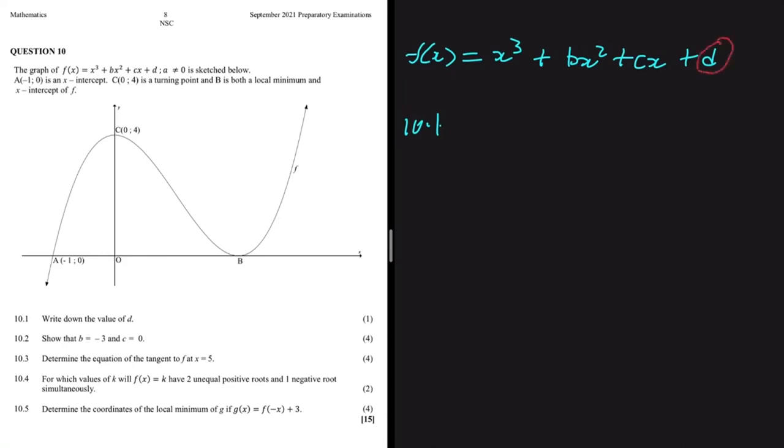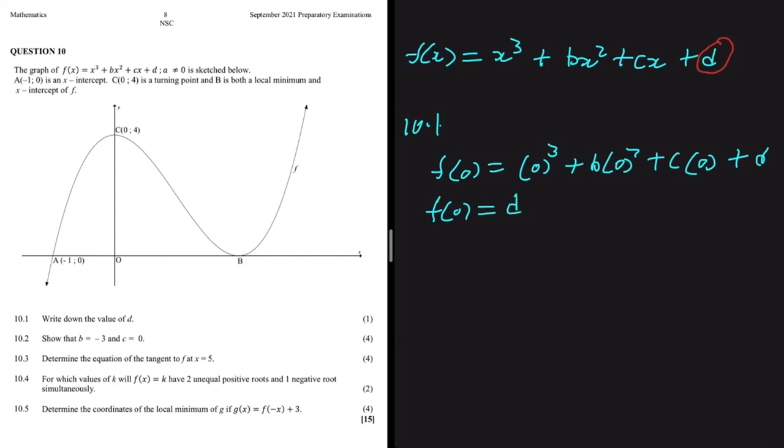I want you to realize something here, that if you say f of 0, you're going to get 0 cubed plus b of 0 squared plus c multiplied by 0 plus d. So f of 0 is going to be 0 cubed, that's 0, plus b multiplied by 0 squared, that is 0, plus c multiplied by 0, that is 0, right, plus d. So f of 0 is basically equal to d. And we know fully well that if we say x of 0, we're looking for the y-intercept, right? So d is the y value of the y-intercept.